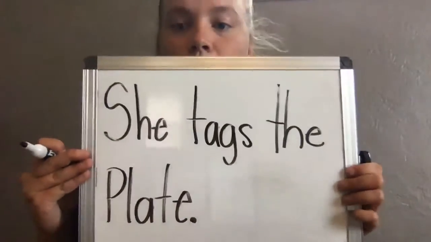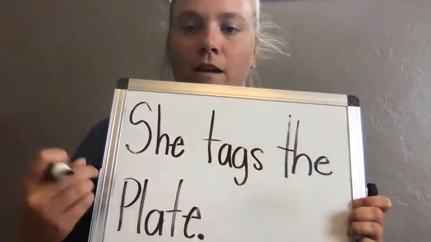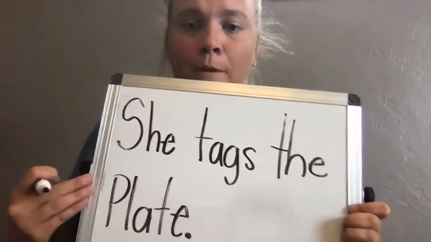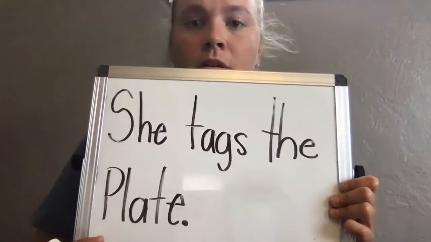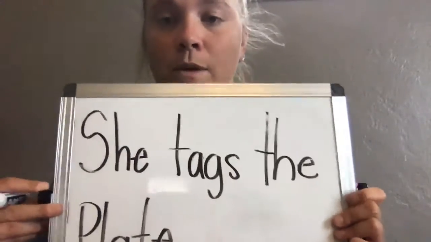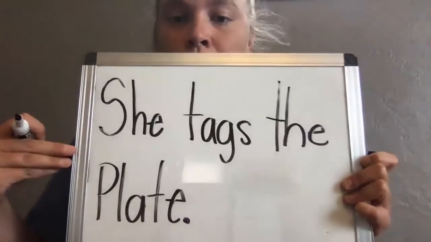So remember, we learned that in our sentence, we want to make sure that we always have a capital at the beginning of our sentence. So with my word she, I make sure I have a capital S. So she tags the plate. Now, at the end of my sentence, you see that I put a punctuation. I put a period. Now, if you had a sentence that had expression to it, like we talked about earlier, you can go ahead and put an exclamation point. Awesome job.